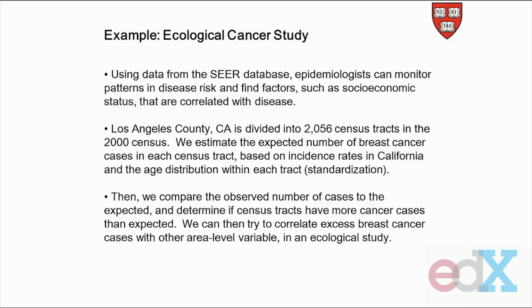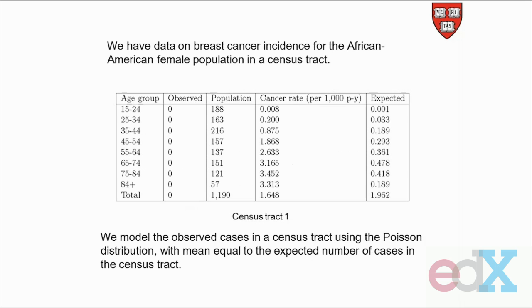And then we have the number of people living within each census tract from the U.S. Census. So we can use the population data and known breast cancer incidence rates to calculate the expected number of breast cancer cases within a census tract. And then we can compare the observed and expected number of cases to see if we're observing excess cases within any given census tract. So read through that example on the website, and now we're going to jump into the actual data example.